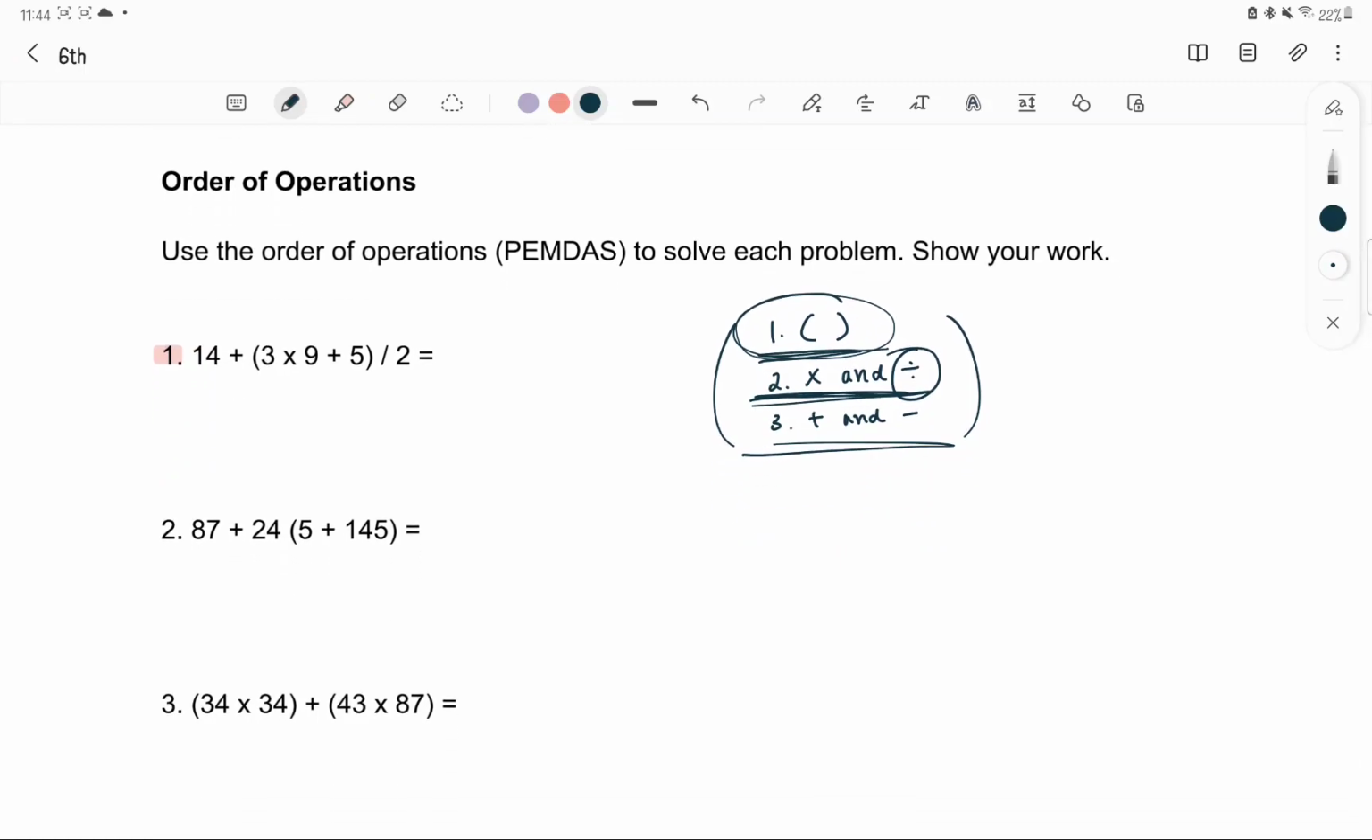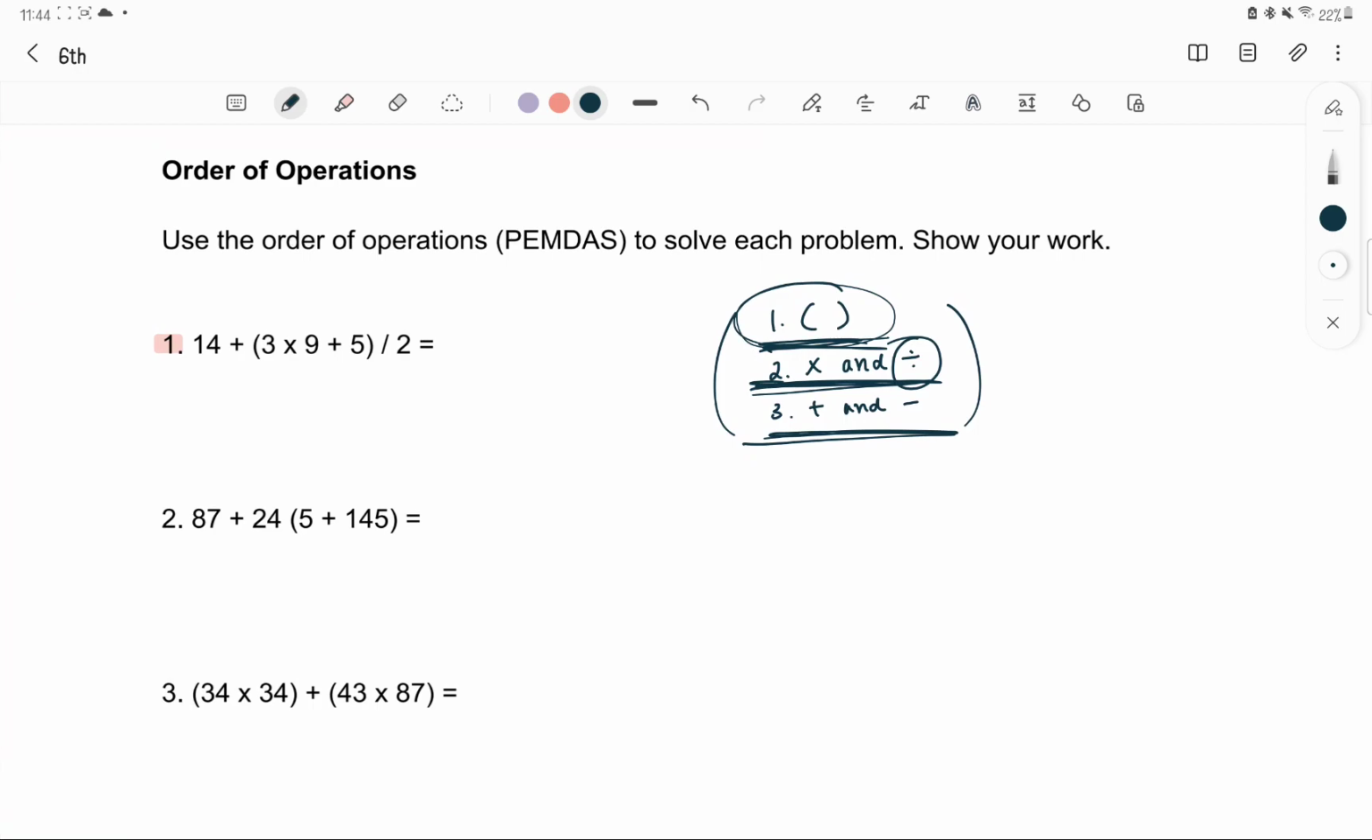For the laws of order of operations, you have to do the parentheses first, second, you have to solve the multiplication and division, and third, you have to do addition and subtraction. So, let's look at example 1. We see the parentheses over here, and division over here, and addition over here.